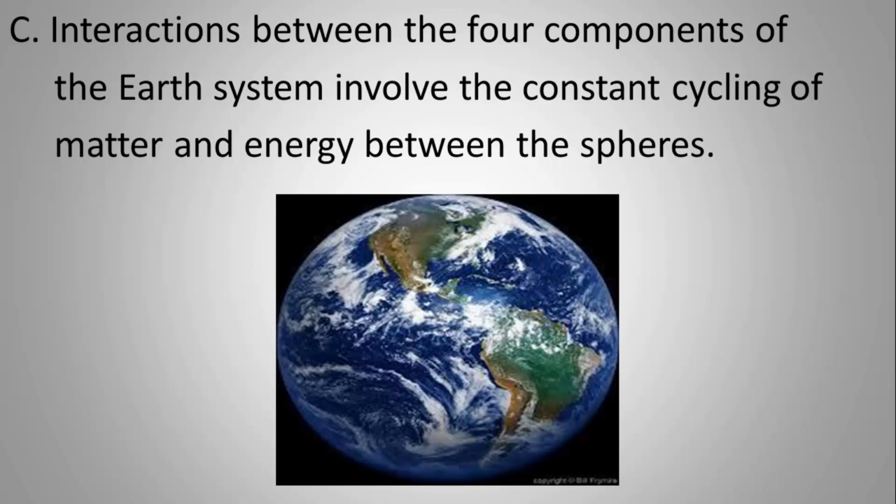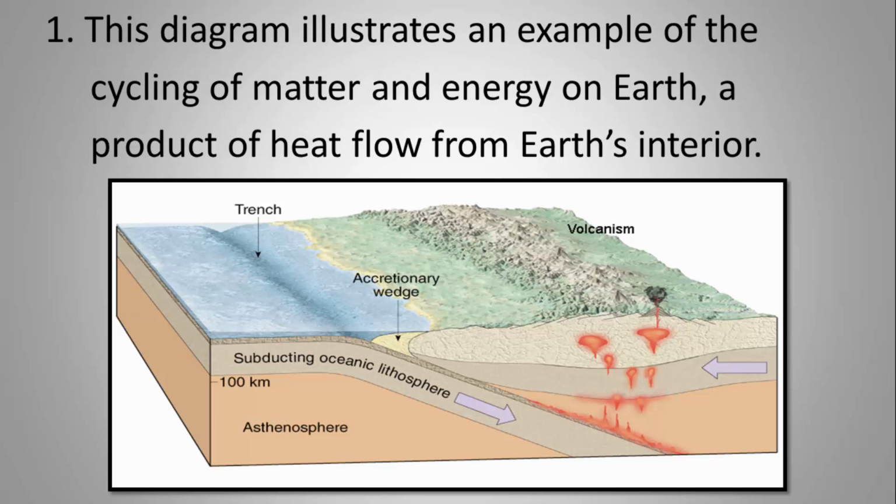Considering these four components, they're constantly interacting with each other. That means there is constant cycling of matter and energy between these spheres. So here's a good diagram. We'll come back to this during quite a bit of the semester, so become very familiar with this illustration. It shows an example of the cycling of matter and energy on Earth, which is essentially a product of heat flow from Earth's interior.